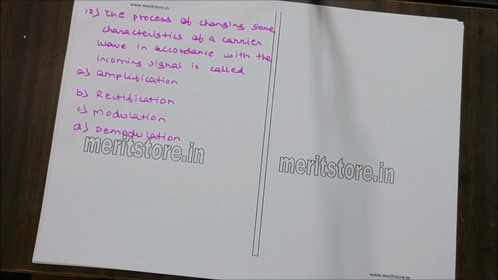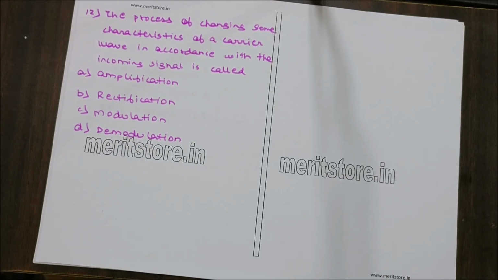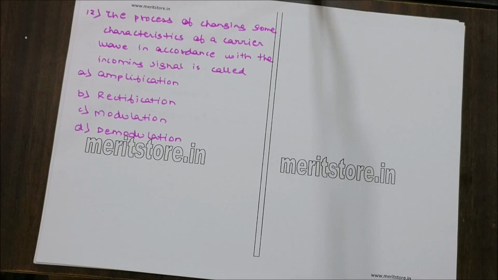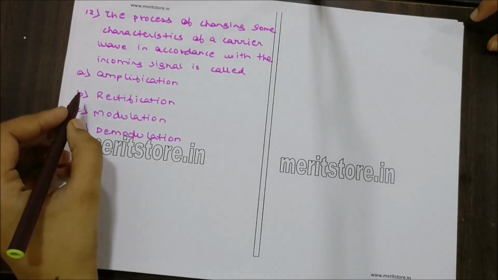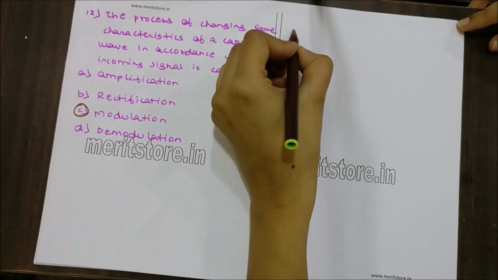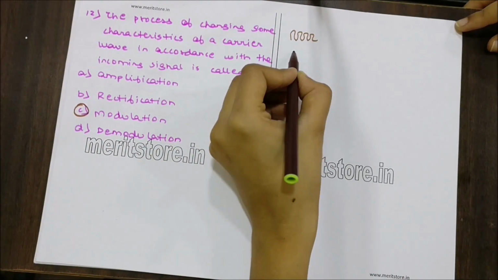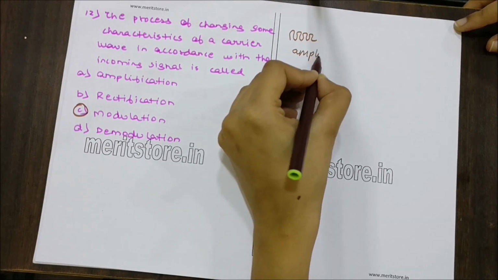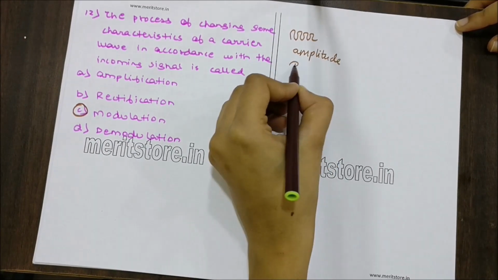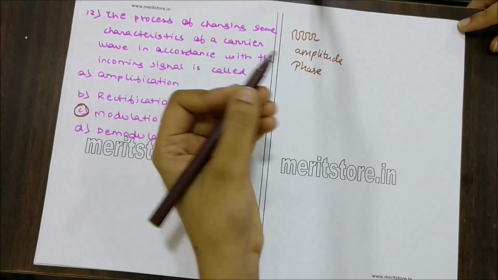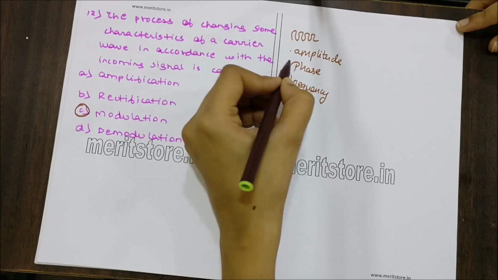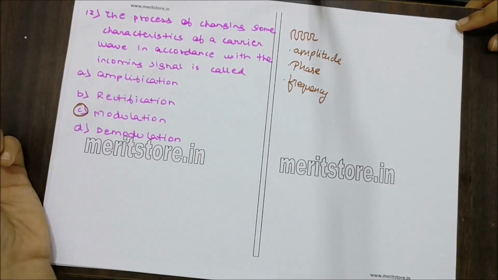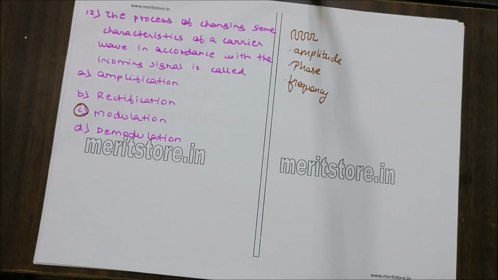The process of changing some characteristic of a carrier wave in accordance with the incoming signal is called: A amplification, B rectification, C modulation, D demodulation. Over here the answer will be C, modulation, because the original carrier wave has been changed either in the form of amplitude, which is amplitude modulation, or in the form of phase, that is phase shift or phase modulation, or we have frequency modulation. So in any of these, there is a change in the characteristic. Therefore option C is the correct answer.